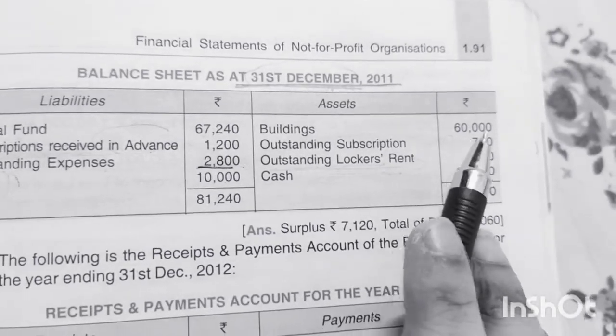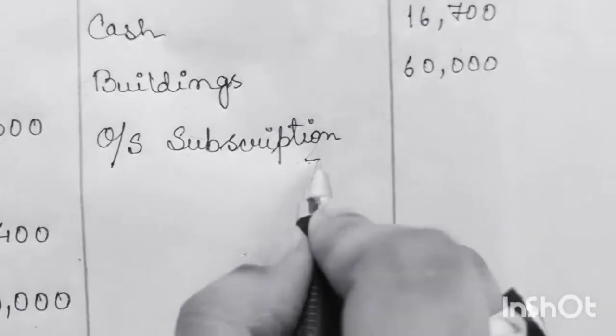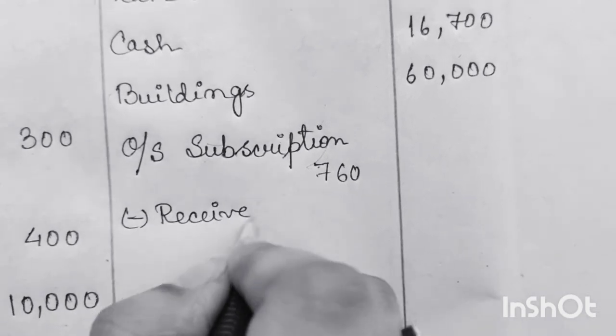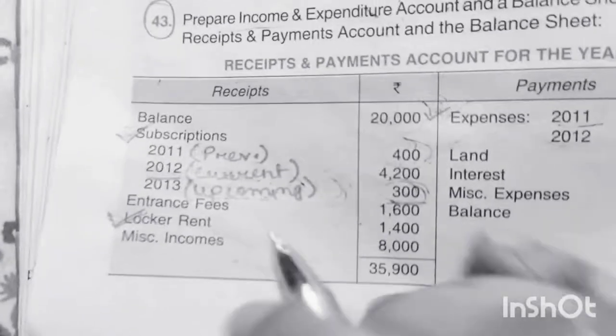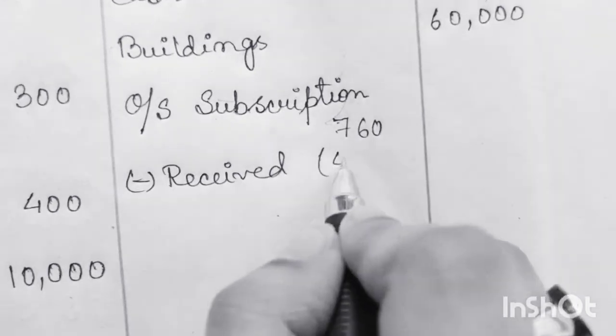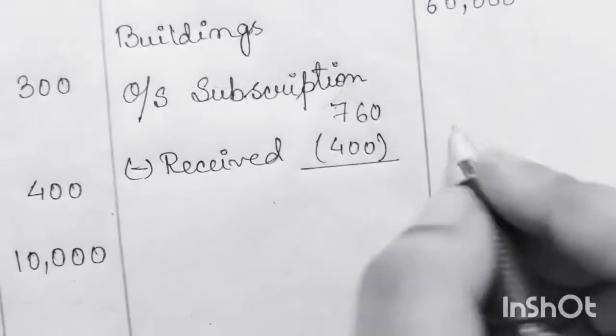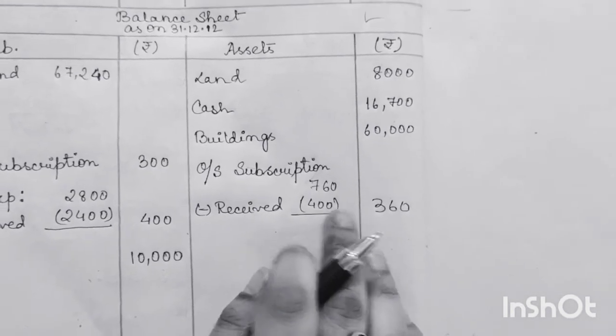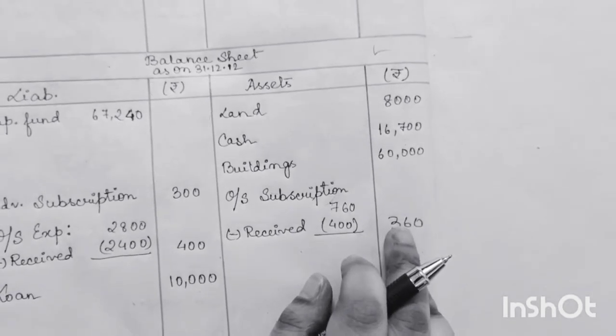In the beginning, as you can see, how much was due? 760. This is for 2011. So 760 was due in the beginning. In the current year, how much have you already received? 400 you have already received. So that one would be deducted. So less 400. And if you deduct this 400, then this will become 360. So our outstanding subscription at the end of the year is 360.